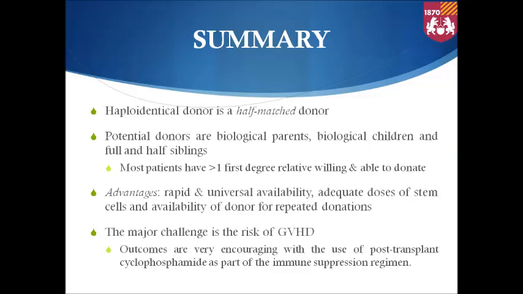So to summarize, haplo-identical bone marrow transplant is a half-matched transplant from a donor, typically from the family. Potential donors are biological parents, biological children, full siblings, and half-siblings. And most patients have more than one first-degree relative willing and able to donate. The advantages are the rapid and the universal availability of donors, adequate doses of stem cells can be harvested, and the availability of the donor for repeated donations. The major challenge is graft versus host disease, but the outcomes are very encouraging with the use of post-transplant cyclophosphamide as part of the immune suppression regimen when we use this approach.